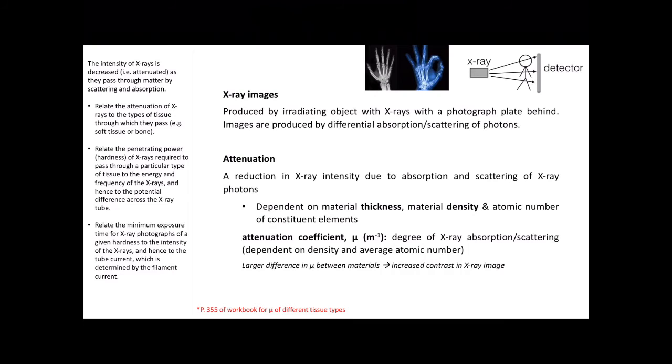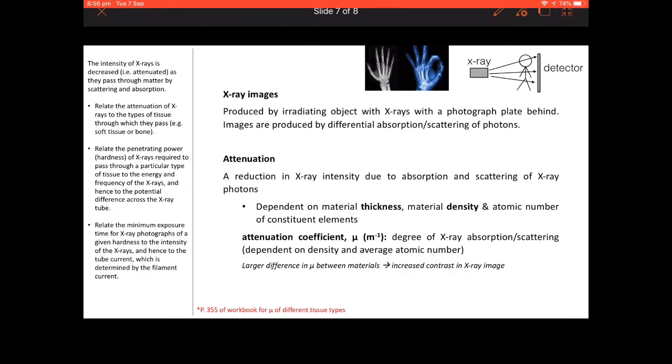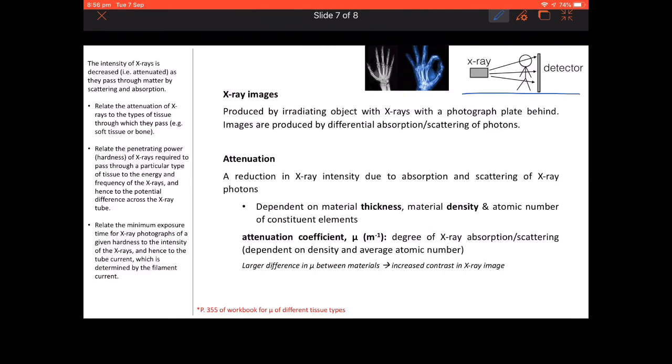So X-ray images are produced by irradiating objects with X-rays with a photograph plate behind. So images are produced by differential absorption or scattering of photons. I've just got a schematic diagram of how a setup looks. So we've got an X-ray tube, I suppose, producing X-rays, and they'll be fired at whatever is being X-rayed, and then there'll be a detector on the back.